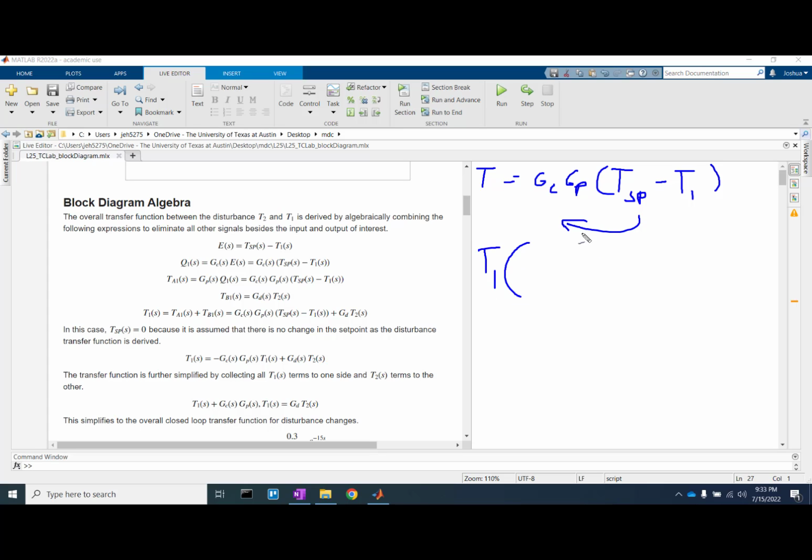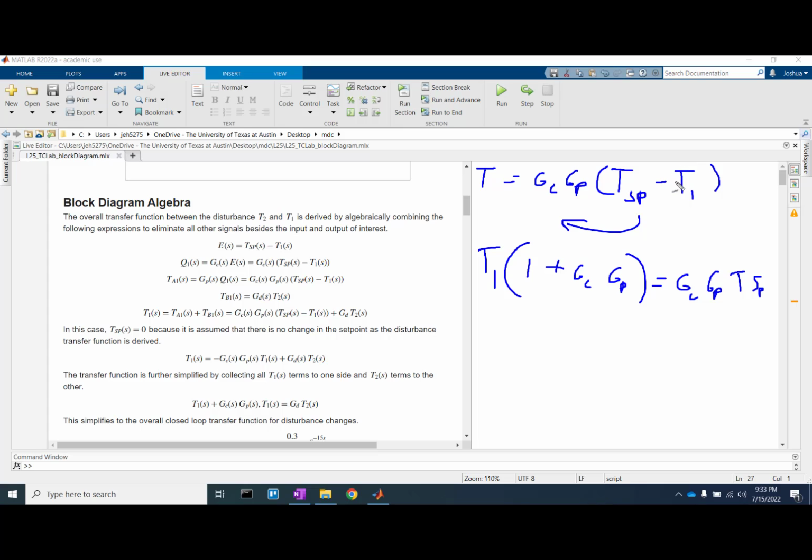and factoring everything else out, it's going to be T1 times 1 plus GC GP. And if you can imagine, what we're doing is distributing these portions out into both of these. So we have GC, and so that's equal to GC GP TSP. So hopefully that makes sense.